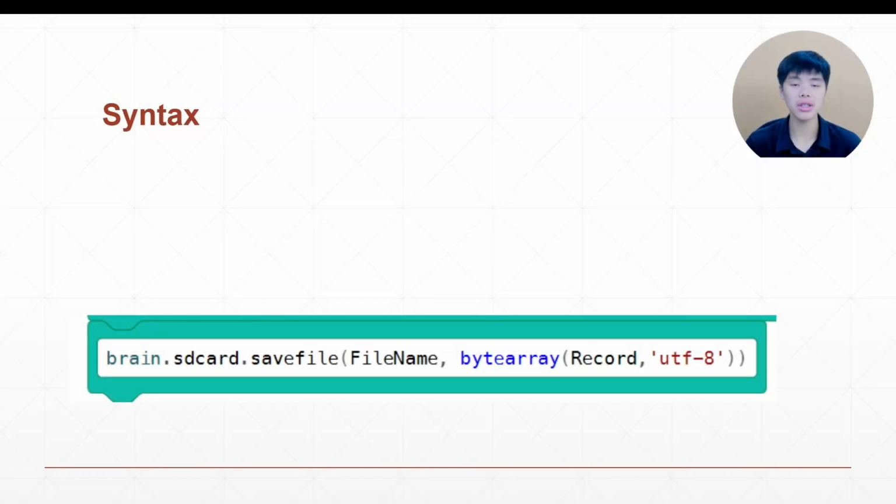Before we get into the VexCode, here's the syntax to write the file. Brain is an object instance of the Vex class, the SD card is an object in the brain, and save file is a method of the SD card. Here, the record is just a variable, so we set all the data that we want to record to record.